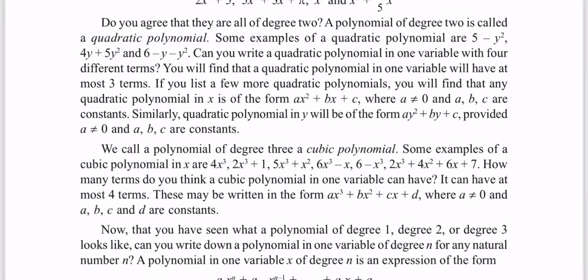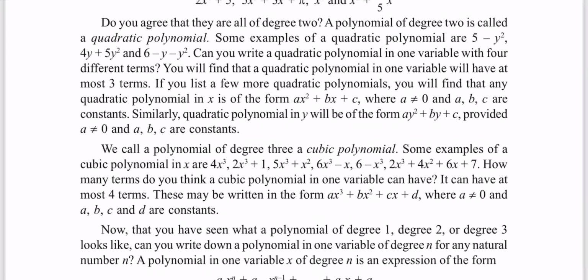We call a polynomial of degree 3 a cubic polynomial. Some examples of cubic polynomials in x are 4x cube, 2x cube plus 1, 5x cube plus x square, 6x cube minus x, 6 minus x cube, 2x cube plus 4x square plus 6x plus 7. How many terms do you think a cubic polynomial in one variable can have? It can have at most 4 terms. These may be written in the form ax cube plus bx square plus cx plus d, where a not equal to 0 and a, b, c, d are constants.